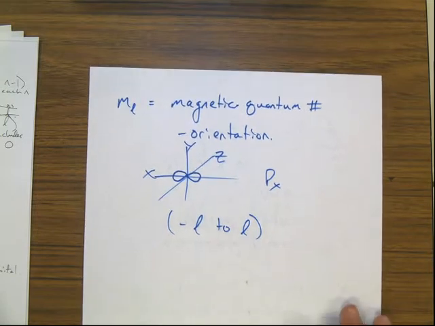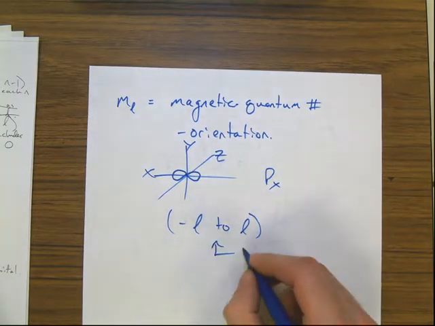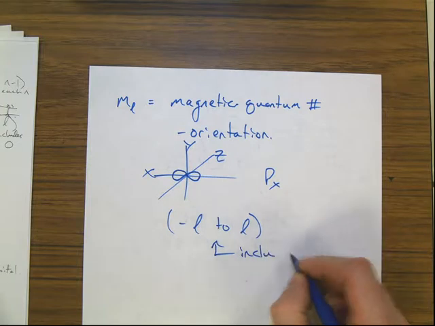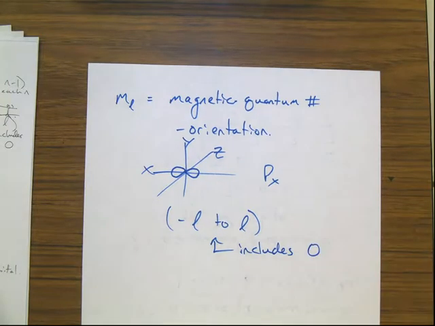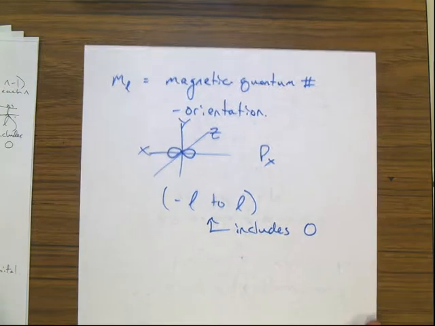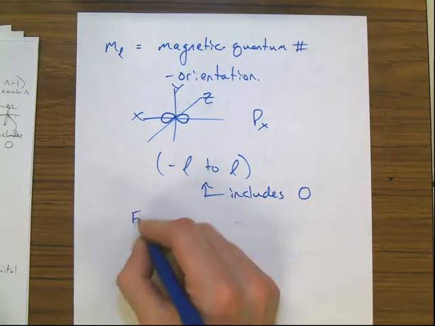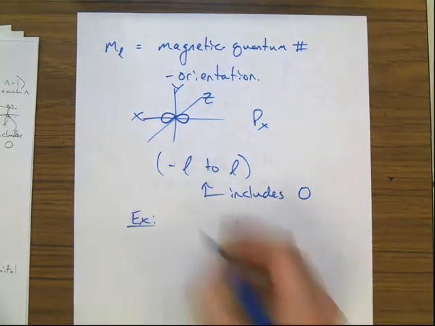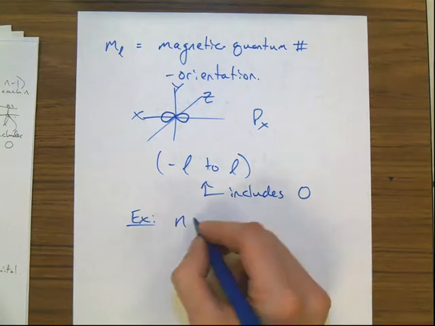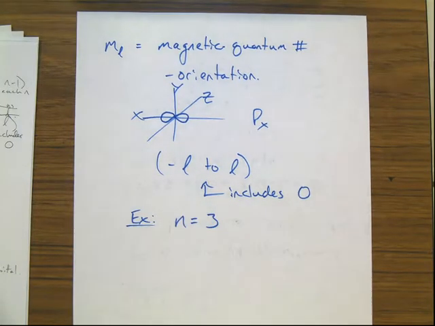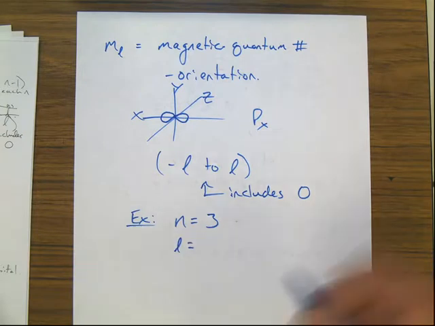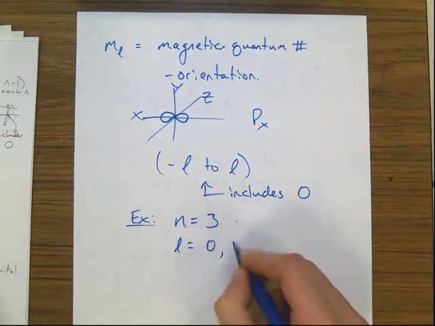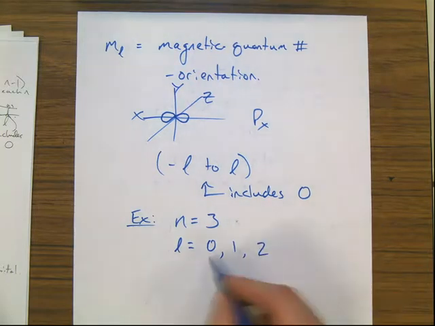Now, this does include 0. So when you're going from negative L to L, don't forget to write 0. Let's do an example of this one. Let's say I have an atom that has n equals 3. Don't forget I've got to have L, and as we learned, L goes from 0 to n minus 1, so it'd be 0, 1, and 2. That'd be my S, my P, my D.